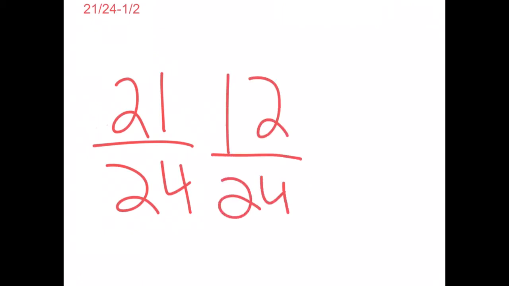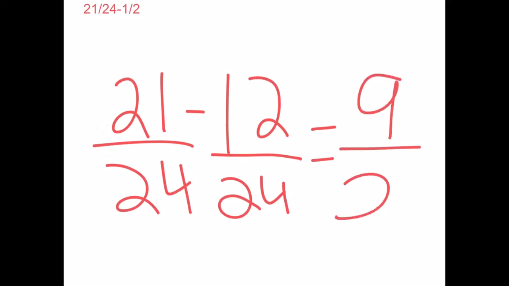You go 21 over 24 and 12 over 24. Then you want to subtract 21 minus 12, which equals 9/24. You can simplify 9/24 by simply turning it into 3/8. Square that out so your teacher knows, and that's okay.